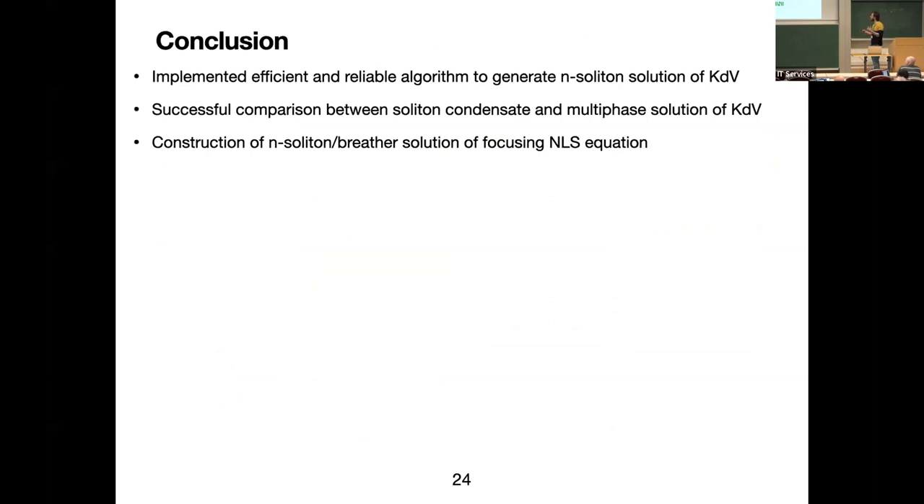So to conclude, I will just recap what I showed you. First, I presented an efficient and reliable algorithm to generate an n-soliton solution for the KdV equation. Then we did some comparison between our n-soliton solution and the condensate and multiphase solutions of the KdV. And then we also showed some constructions of breather and soliton gases for the NLS equation.